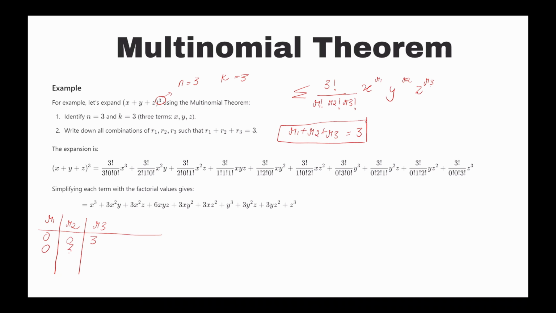I can have 0, 3, 0 as one of my combinations. 3, 0, 0 can be one of my combinations. 2, 1, 1 can be one, 1, 2, 1 can be one, and 1, 1, 2 can be one of my combinations. I can have 1, 1, 1, or I can have 2, 1, 0. I can have 1, 2, 0. I can have 0, 2, 1. I can have 0, 1, 2. So all these combinations I can have.